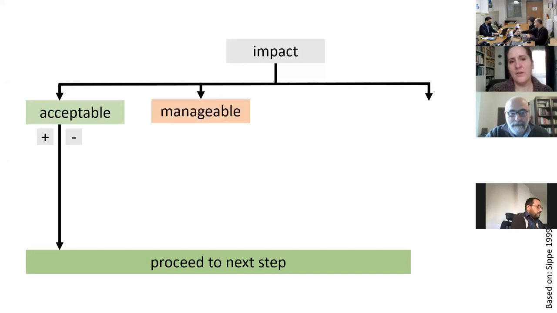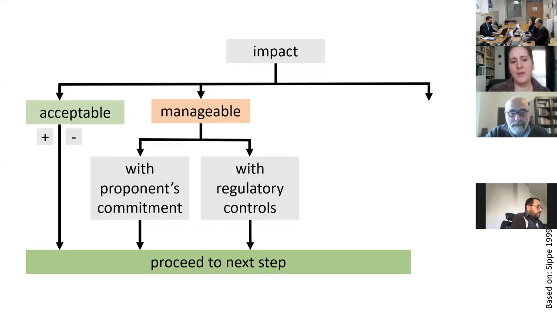Often though, we find there are, let's say, manageable impacts. We need to make sure that they can be managed in such a way that the negative does not cause problems. And that might be through the proponent or the developer committing to carrying out certain mitigation. Or it might be that the authorities who give the permission give a series of rules that have to be followed. But in both cases, if that's agreed upon, then we can proceed.